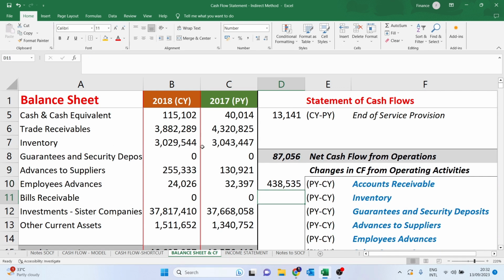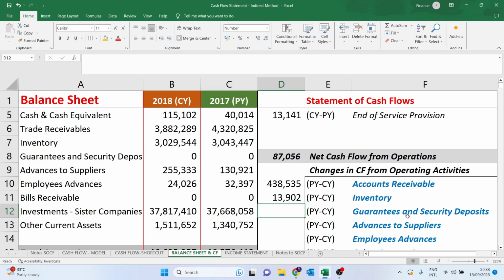Inventory, you can see it here. Inventory, that is also PY minus CY, means previous year minus current year. Okay. So inventory previous year minus the current year. Current year means the year which we are, because I'm preparing the cash flow for the year 2018. So that is called 2018 is the current year.